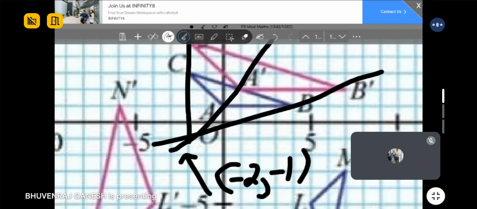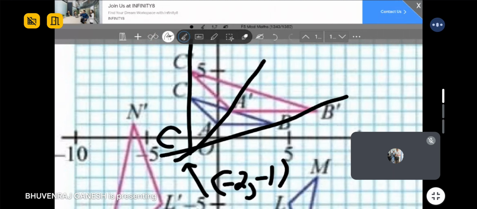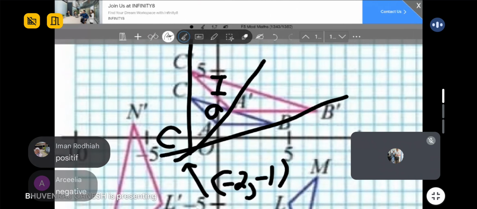Am I right? So what type of enlargement is this? Apa jenis pembesaran? Positive or negative? Based on what I explained. Kamu lihat dia pusat, object, image. So what enlargement? Cuba komen. Yes, positive lah. Don't confuse not negative.